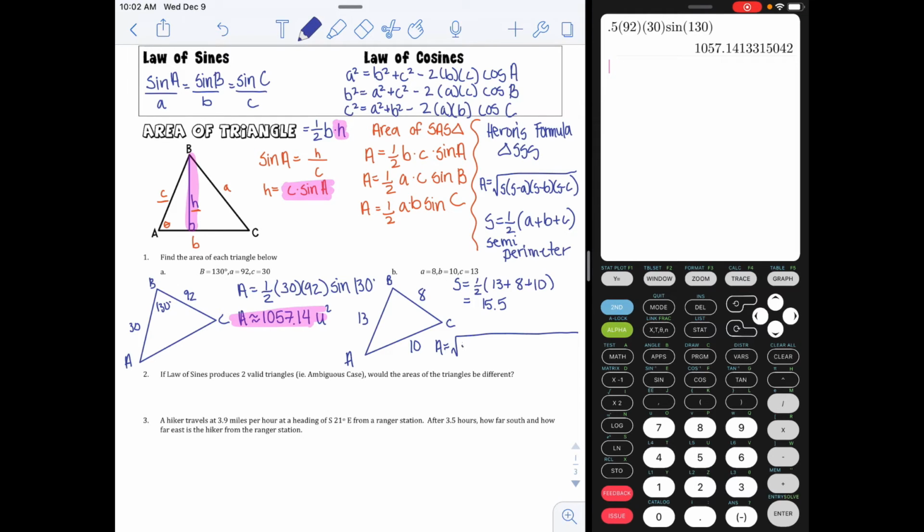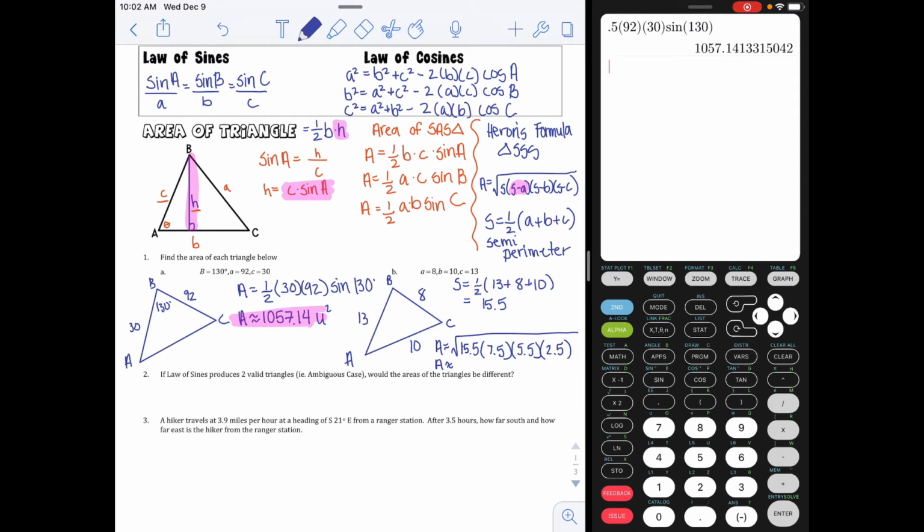So it starts with an S, so 15.5. Some of you guys maybe are already doing in your head the 15.5 minus 8. I'm totally cool with that. So that's a 7.5. And then 15.5 minus 10, that's a 5.5. And then 15.5 minus 13 is a 2.5. Okay? Make sure you either show me that step or the step before of showing 15.5 minus 8, okay? You got to show me some type of work.